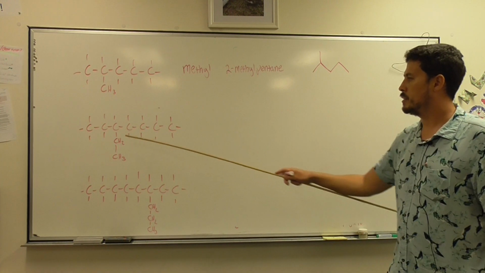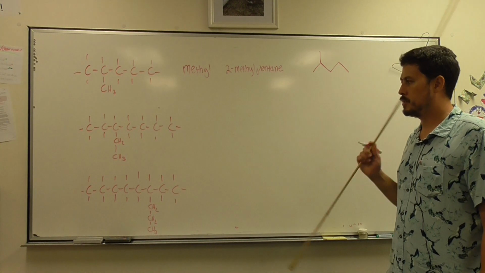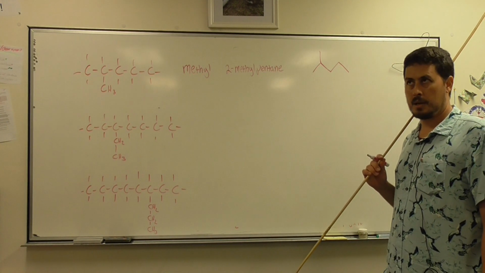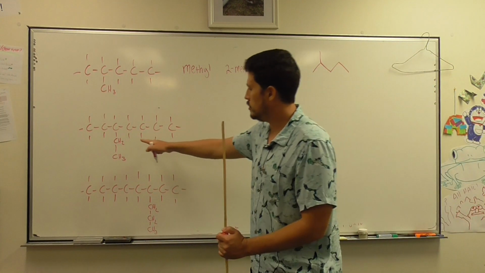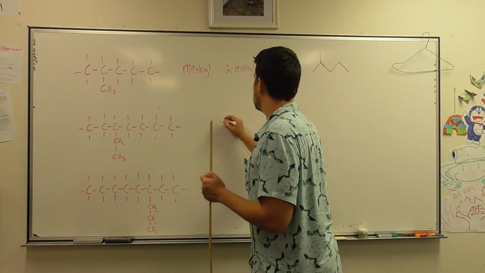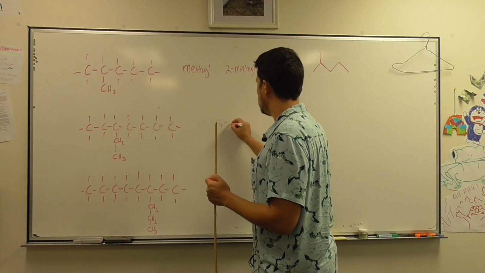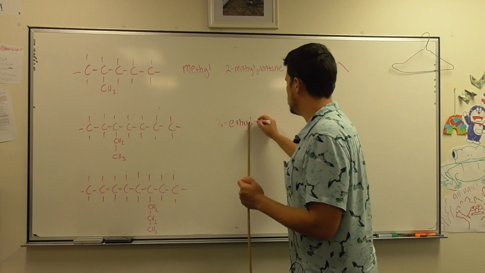Okay, here we've got 1, 2, 3, 4, 5, 6, 7. So that's going to be heptane. And we've got 2 carbons hanging off it at carbon number 3. So that's going to be 3, and it's called an ethyl group. Not "eethyl", ethyl. 3-ethylheptane.